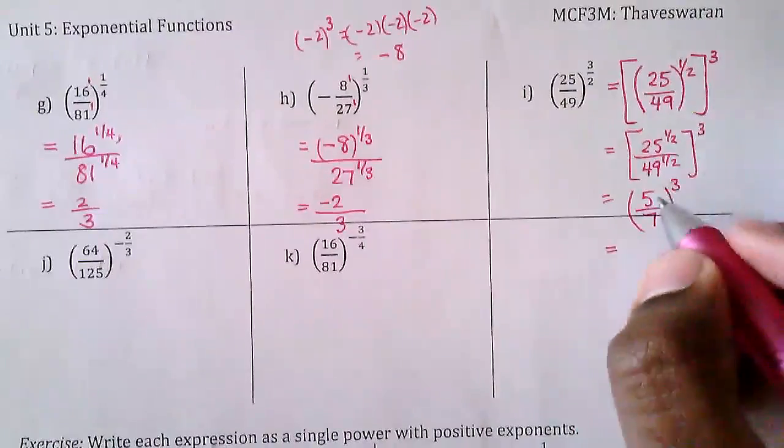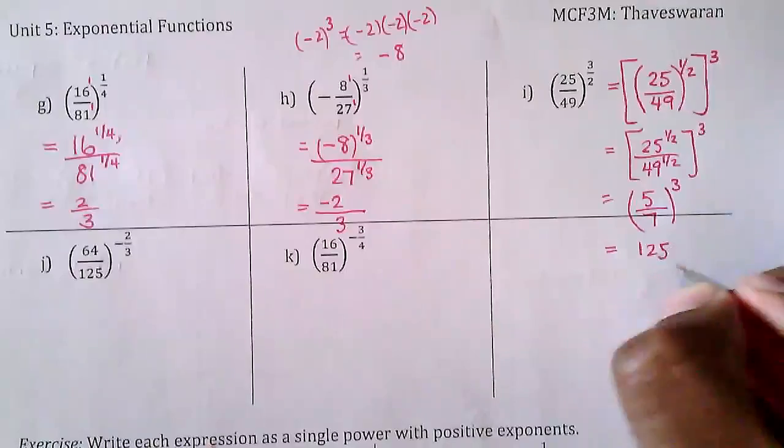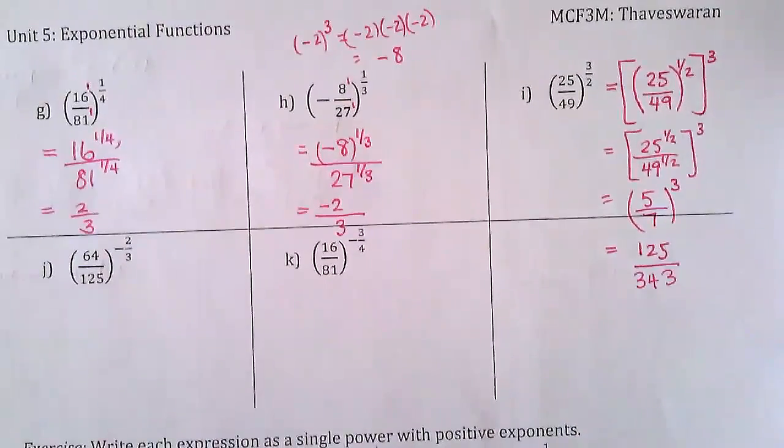Again, numbers you should be familiar with. 5 to the power of 3 is just 125. And 7 to the power of 3 is 343.